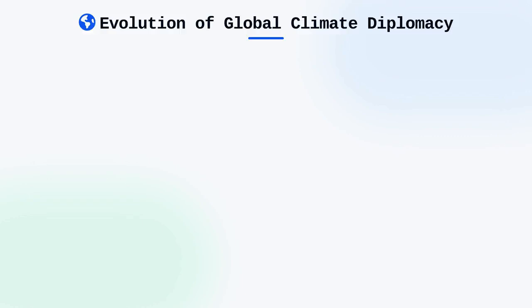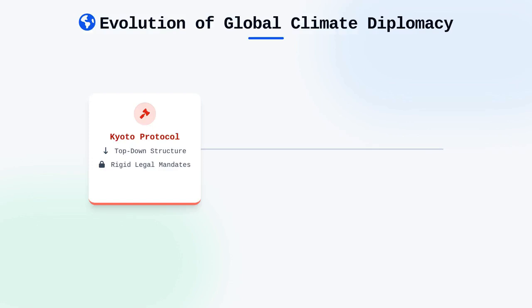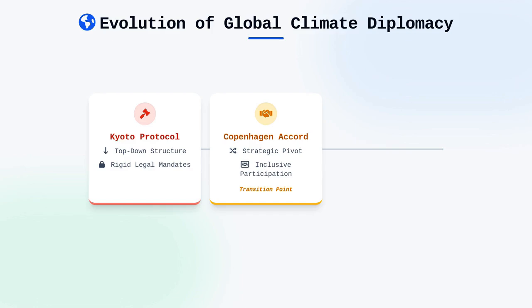The transition from Kyoto to the Copenhagen Accord marked a significant shift in diplomatic strategy. The Copenhagen meetings failed to produce a new successor to the Kyoto Protocol, yet they signaled a pivot toward a more inclusive approach that required participation from both developed and emerging economies.